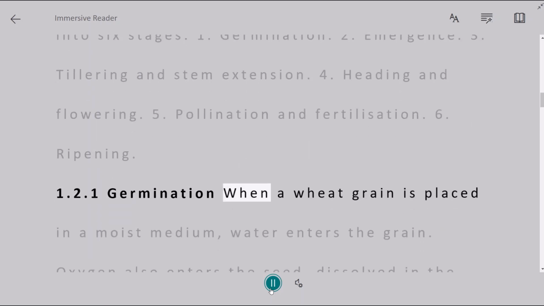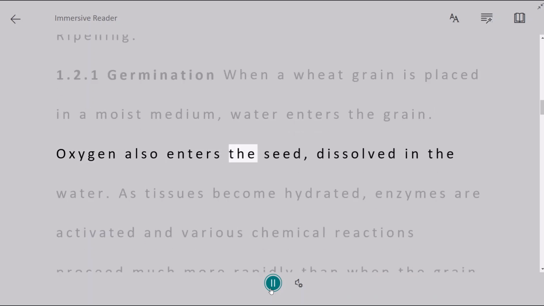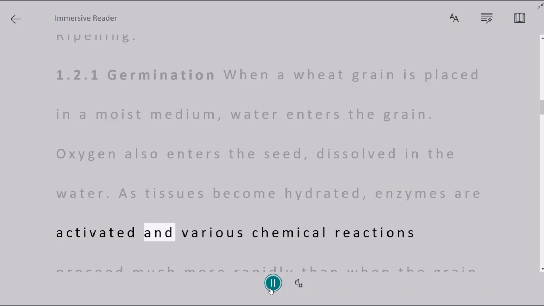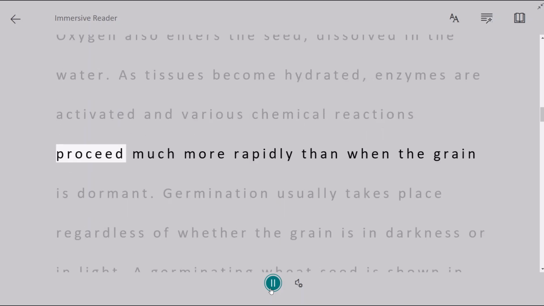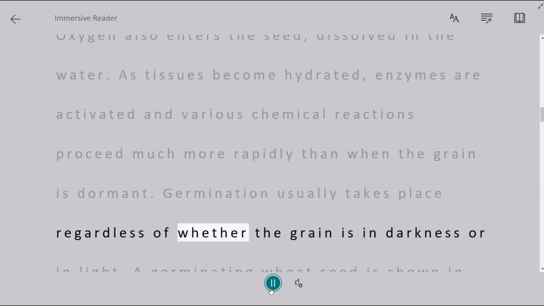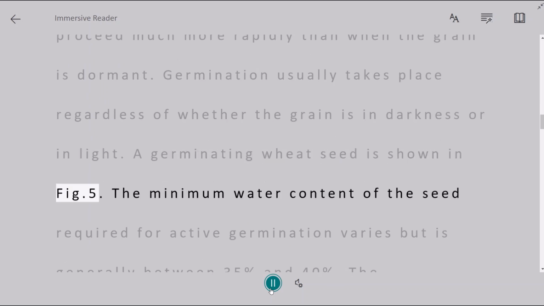1.2.1 Germination. When a wheat grain is placed in a moist medium, water enters the grain. Oxygen also enters the seed, dissolved in the water. As tissues become hydrated, enzymes are activated and various chemical reactions proceed much more rapidly than when the grain is dormant. Germination usually takes place regardless of whether the grain is in darkness or in light. A germinating wheat seed is shown in Figure 5.